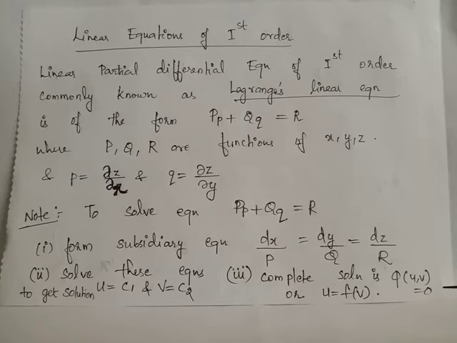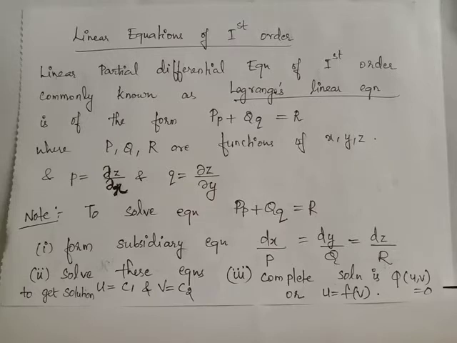Here, small letter p is the partial derivative dou z by dou x and small letter q is the partial derivative dou z by dou y. To solve such kind of partial differential equations, the steps followed are: first step, frame the subsidiary equation or the auxiliary equation for the given partial differential equation. Whenever you find a Lagrange's partial differential equation, the auxiliary equation is given by dx by capital P equals dy by capital Q equals dz by capital R.